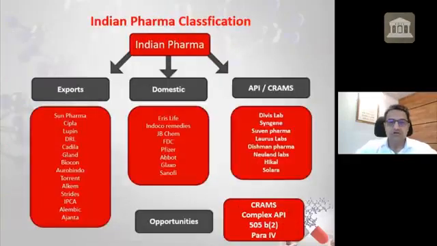Now coming to the pharma industry. I divide the Indian pharma industry into three categories. One is export, another is domestic, and third is API and CRAMS. On the export side, I think there is a lot of competition in the US market. There is a lot of competition in generics, and we have seen that in the last 5 or 6 years. So I typically won't prefer getting into the export space. Obviously, Sun Pharma is now getting into more specialty pharma. So there are a few molecules they are working on.